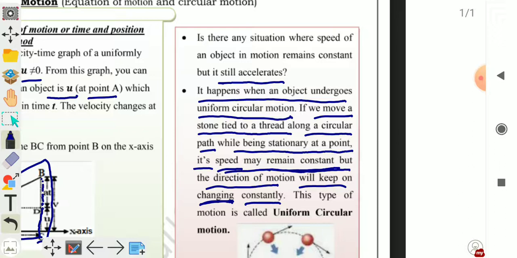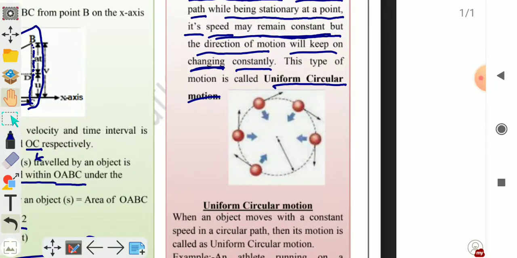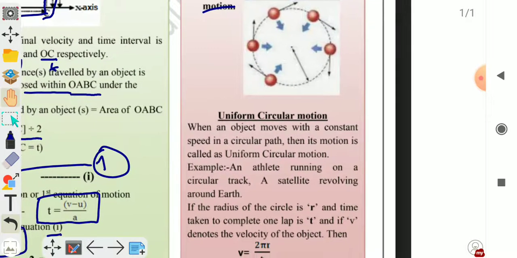And due to this, the motion is called uniform circular motion. What do we call this motion? Uniform circular motion. Uniform circular motion means when an object moves with a constant speed in a circular path, then its motion is called uniform circular motion.